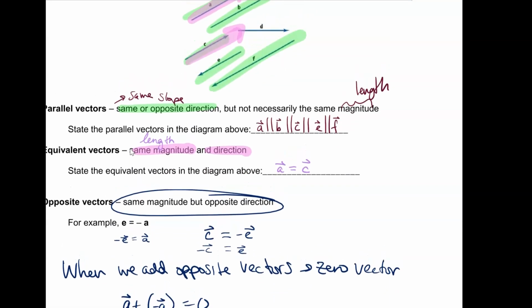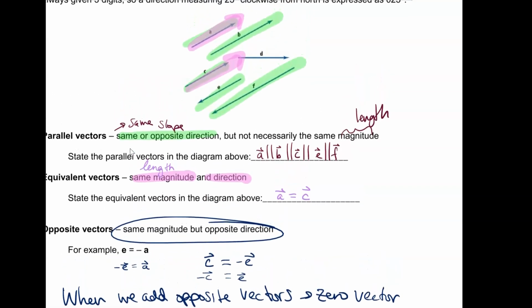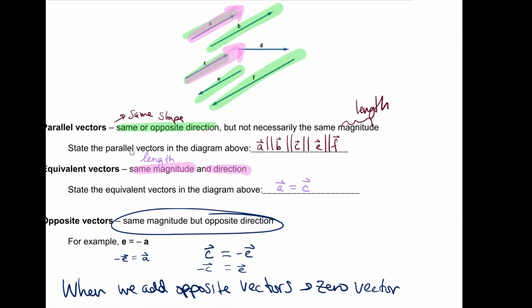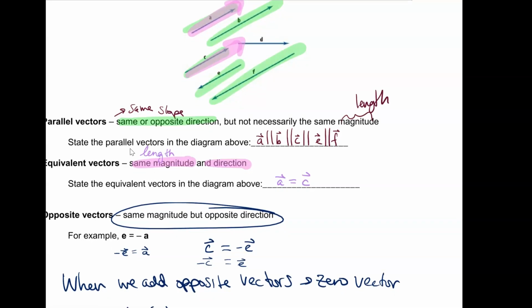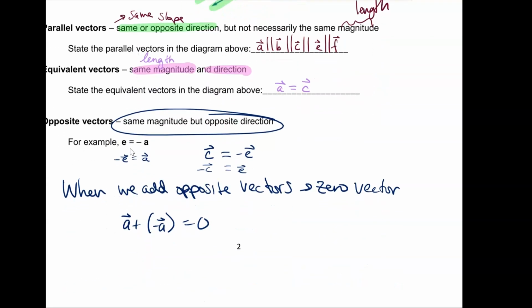Opposite vectors, they have the same magnitude but opposite direction. So notice A and E or C and E, they're exactly opposite. So you see how E is equal to negative A? That means negative E is equal to A, right? When you add them, you'll get 0. Also, if you change this sign, one is going positive, the other is going negative. So taking negative of a negative makes it positive.